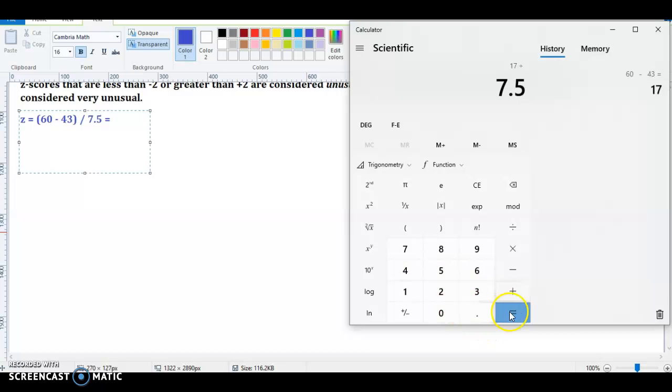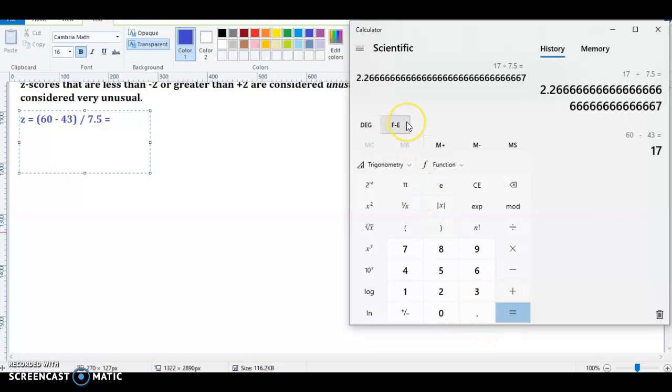It's not going to be a nice round number in most cases, so we need to round our z-scores to 2 decimal places. Usually z-scores are rounded to the nearest hundredth. So it's 2.26, but the 6 is repeating, so to the nearest hundredth, this would be 2.27.